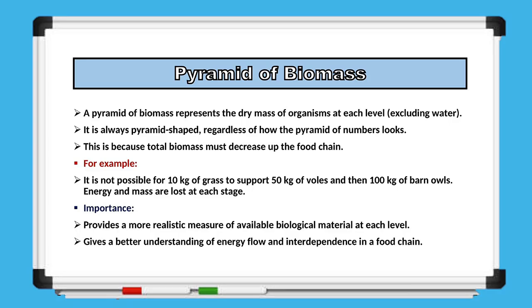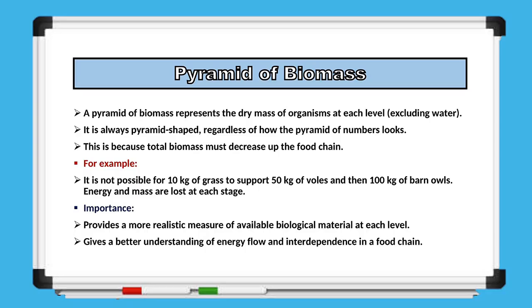It is also impossible for the biomass to increase as we move up the food chain. For instance, 10 kilograms of grass cannot support 50 kilograms of voles and then 100 kilograms of barn owls because energy and biomass are lost at every trophic level. Only a small proportion of biomass is converted into new tissue and passed on to the next level.